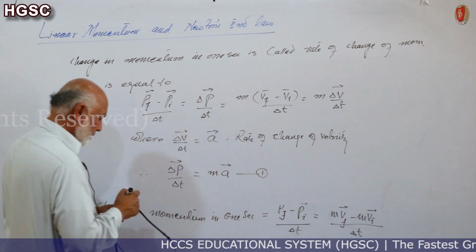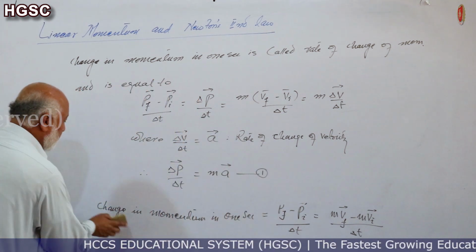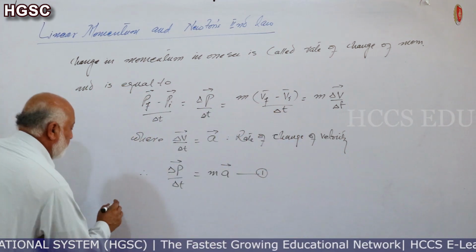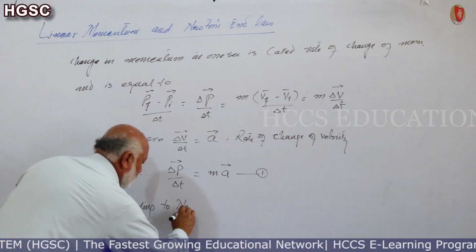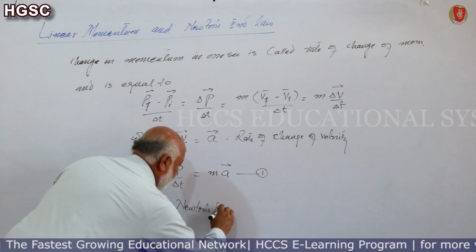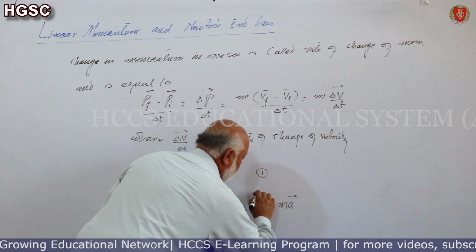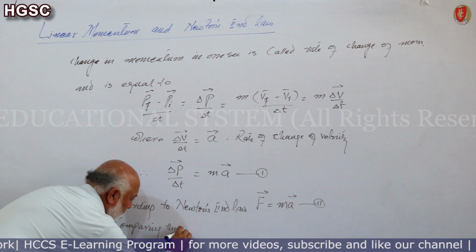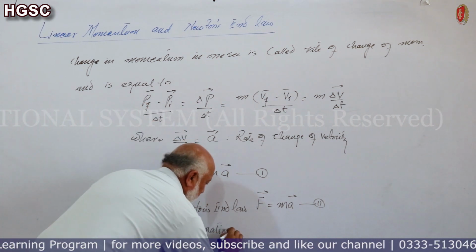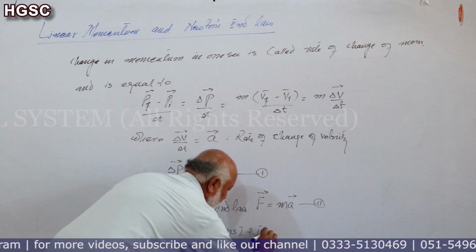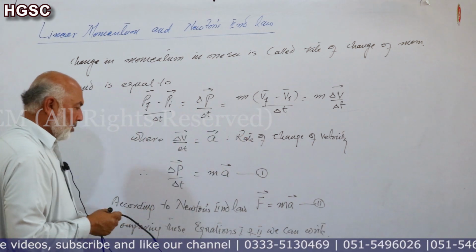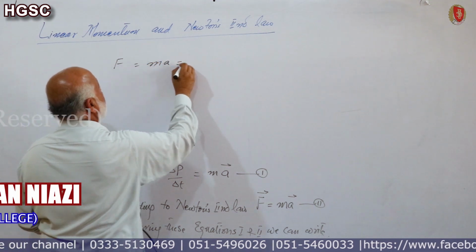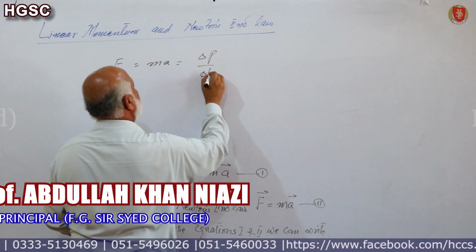ये एक इक्वेशन आ गई. अब सिर्फ हवाला देंगे अकॉर्डिंग टू न्यूटन सेकंड लॉ. According to Newton's second law F is equal to ma. Comparing these equations 1 and 2, we can write F is equal to ma is equal to delta p by delta t.